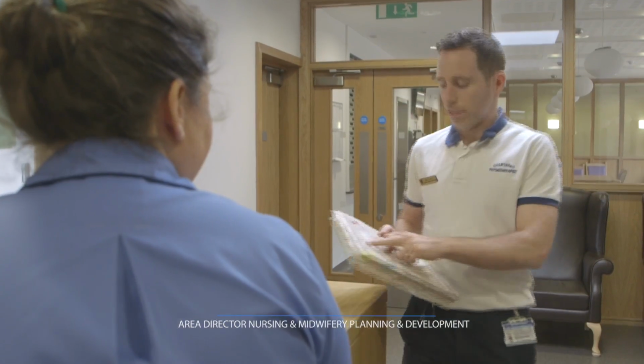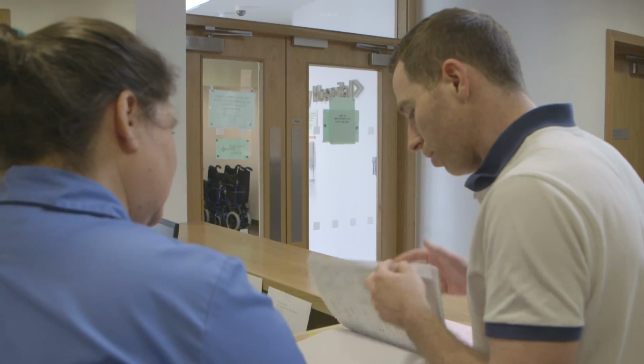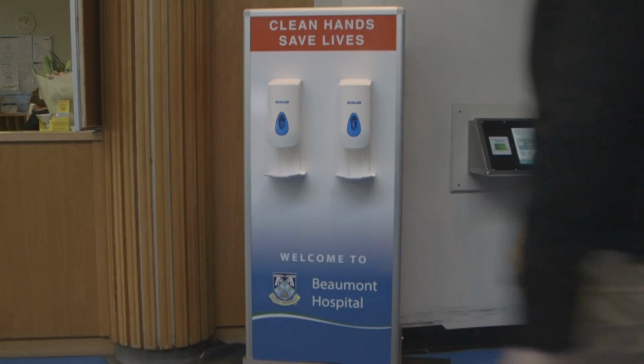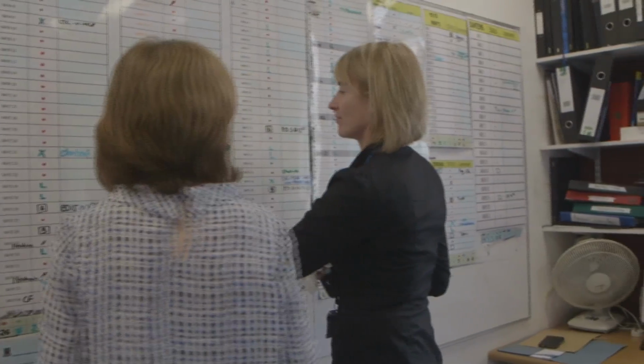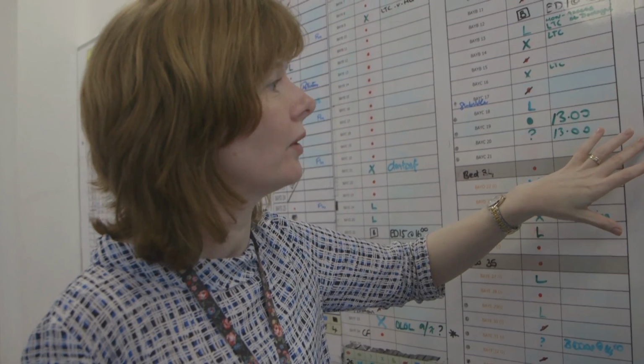Major benefits of this initiative is that people have changed the way they work. They've changed the model of care to provide more person-centred, patient-focused care. And this has obviously had a huge impact on ED admissions, bed day admissions and hospital avoidances.